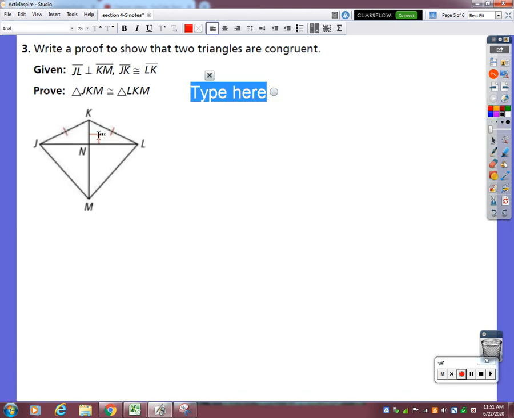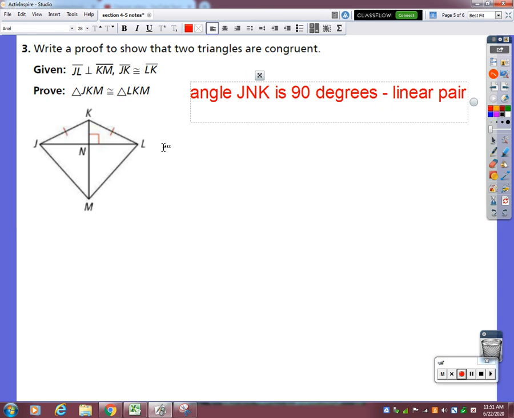Alright, so I know that these are two right triangles at the top, and I'm trying to show that JKM, so I'm trying to show the triangle on the right and the left are congruent. So again, I should write down all the givens, but I'm not going to. But I do know that angle JNK is 90 degrees, and that's because it makes a linear pair with the one next to it, which we know is 90, so that means it has to be 90.